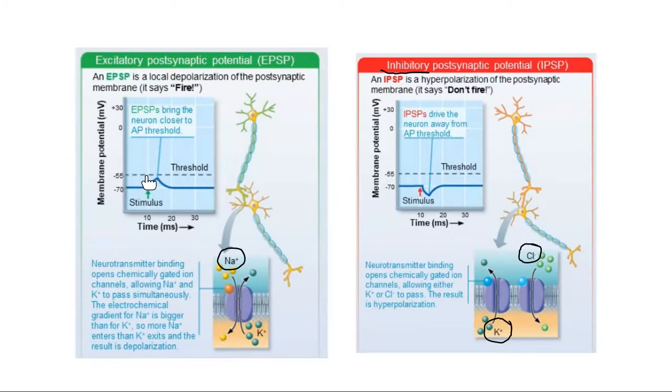So the goal in neurons sending each other messages is, if I want you to talk to your neighbor, I need to open up a channel that makes you get closer to threshold. I need to open up a channel for sodium, so positives can rush in, maybe enough positives to get you up to threshold. Because once you get to threshold, you're committed and you're going to talk to your neighbor. But if I send you messages that take you farther away from threshold, you're going to have to work even harder to get up here to be able to talk to your neighbor.